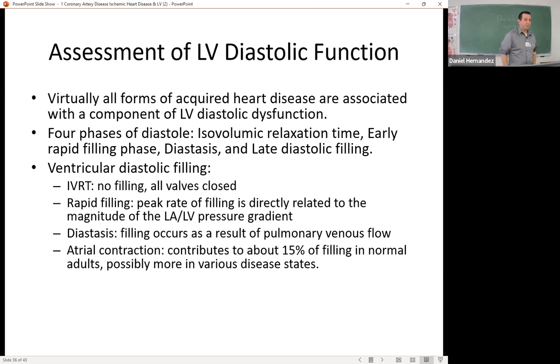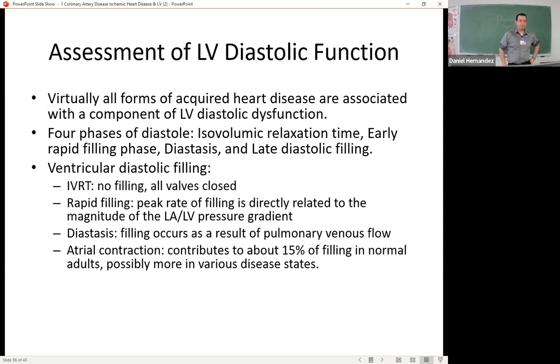There are 4 phases of diastolic dysfunction, but remember there are also 4 phases of diastole. Diastole begins during the isovolumic relaxation period. The aortic valve has just closed, which signifies the end of systole. We then enter the period where the heart starts to relax, but all 4 valves are still closed. So this is the true beginning of diastole.